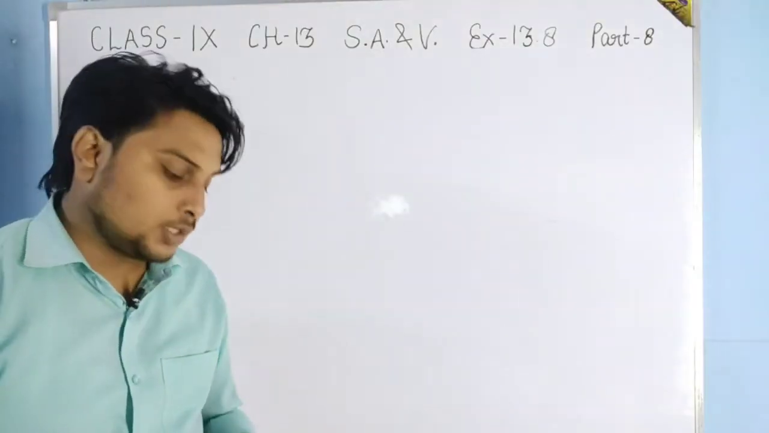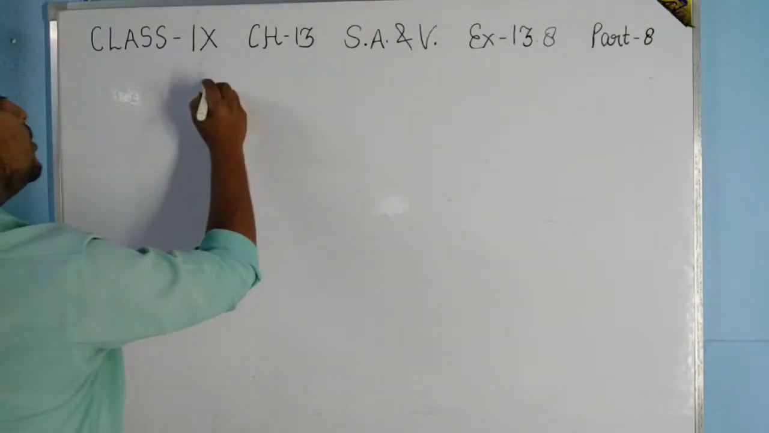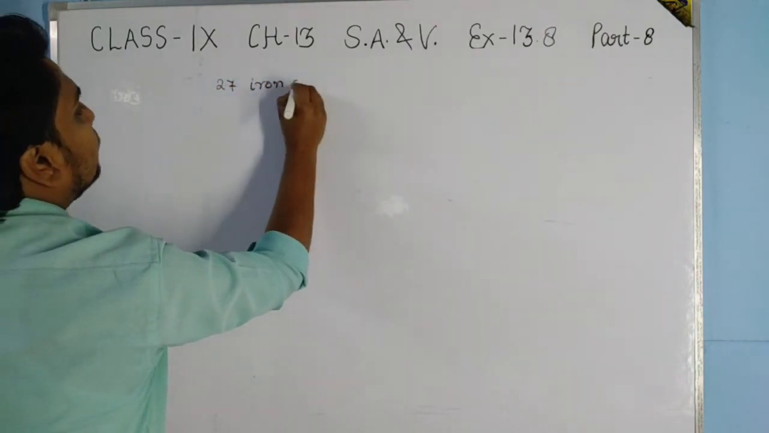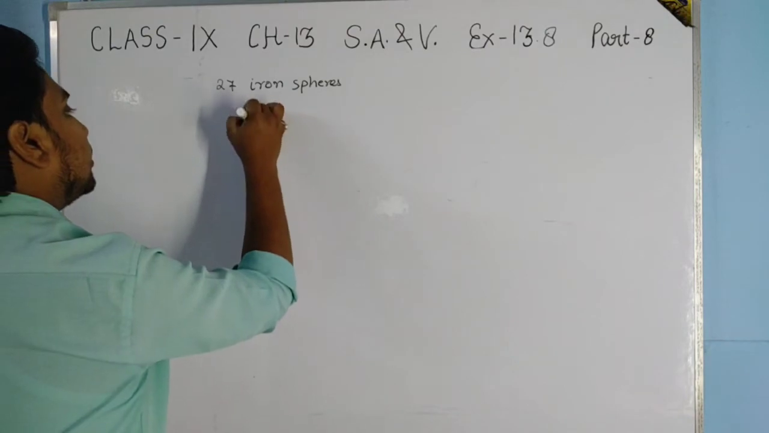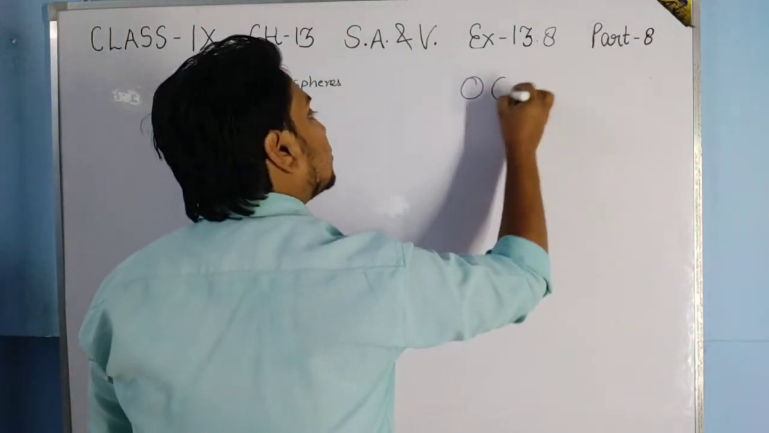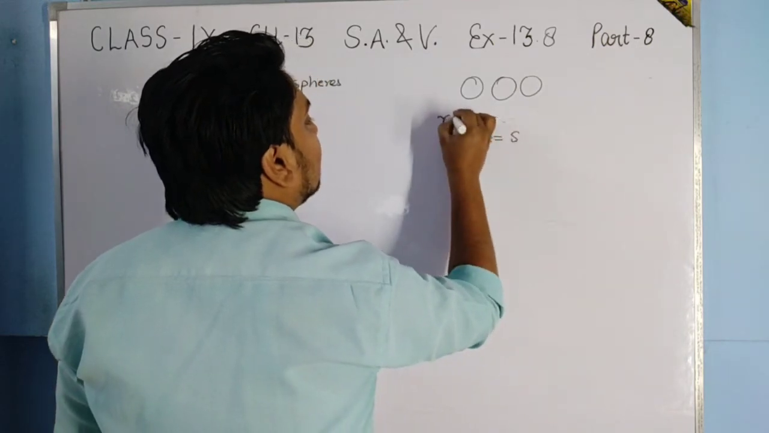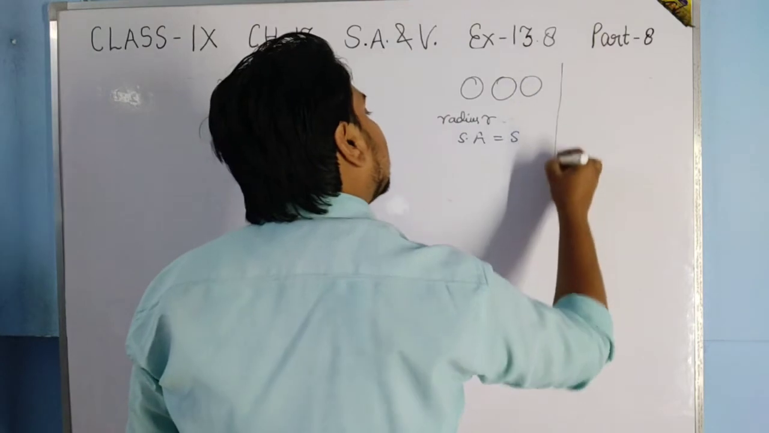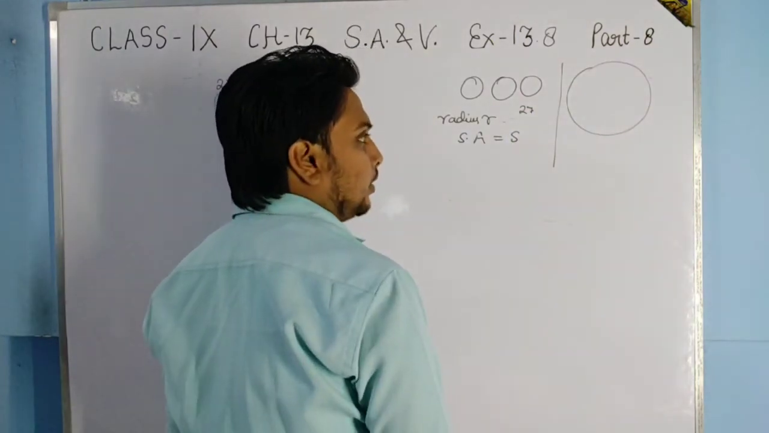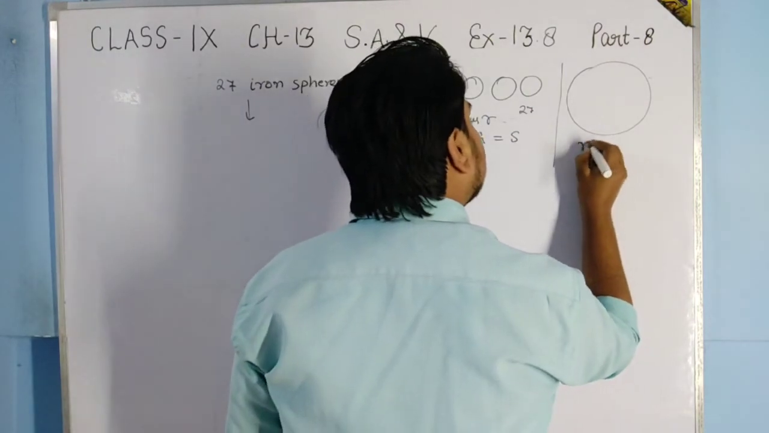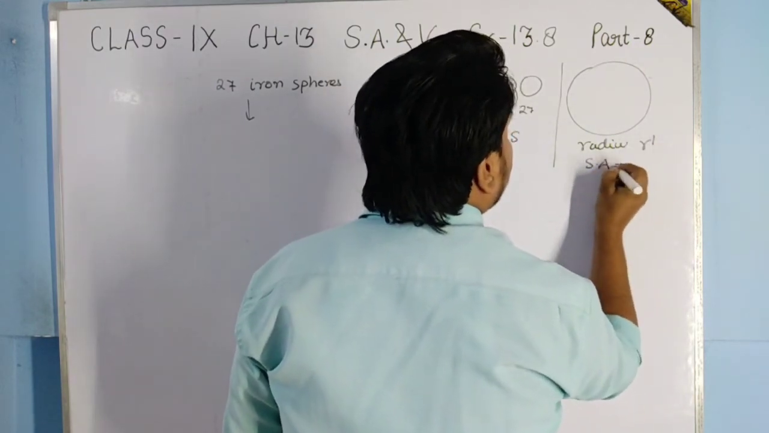And now try to understand the concept. The concept is: 27 solid iron spheres are melted to form a new iron sphere. Basically, each small sphere has radius R and surface area S, and these are 27 in number. The one new sphere made from these 27 small spheres has radius R dash and surface area S dash.